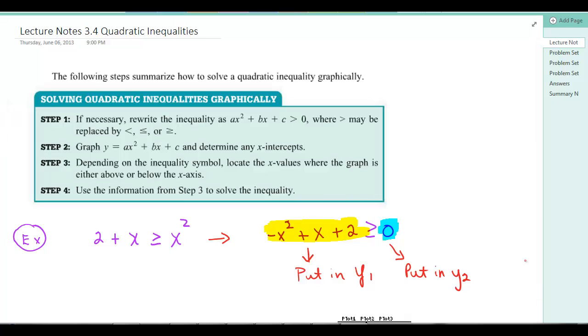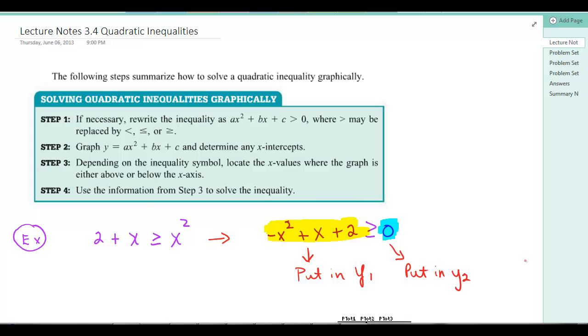This is section 3.4, and it is about quadratic inequalities. We're going to be doing these on the calculator, so graphically, but we will sketch some things so that we can read our answers that way, typically.